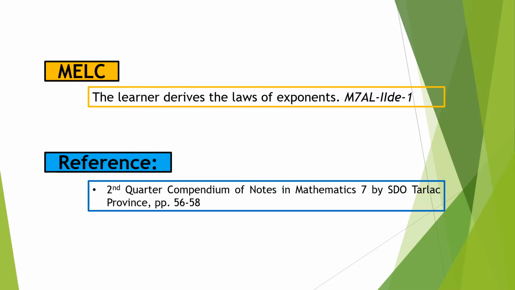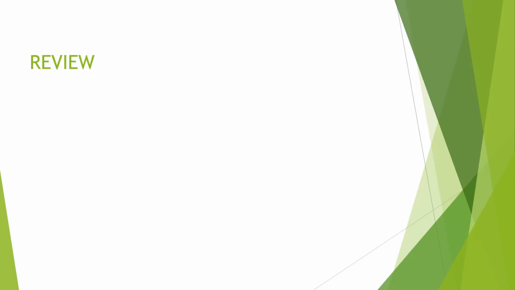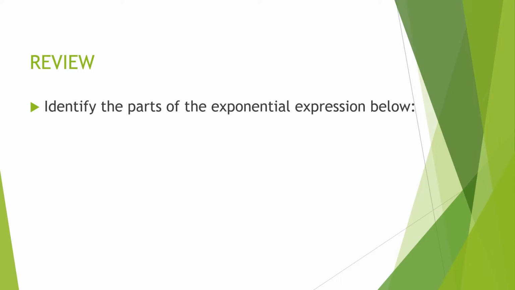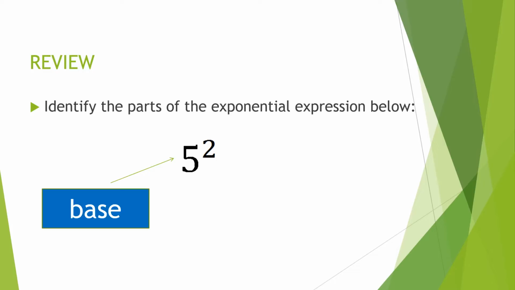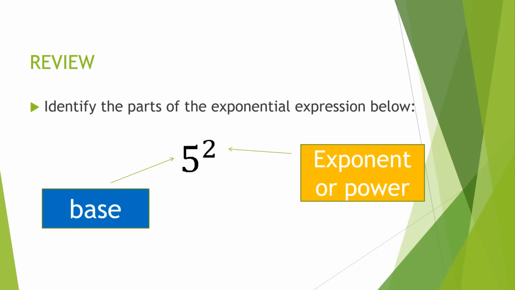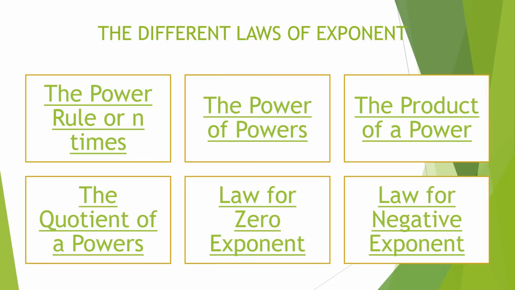Here is our most essential learning competency and our reference. For our review, let us identify the parts of the exponential expression below. If we are given 5 squared, we know that 5 is called the base and 2 is called the exponent. And when we expand that, we will have 5 times 5 or 25. We will learn more on that later as we discuss our lesson.